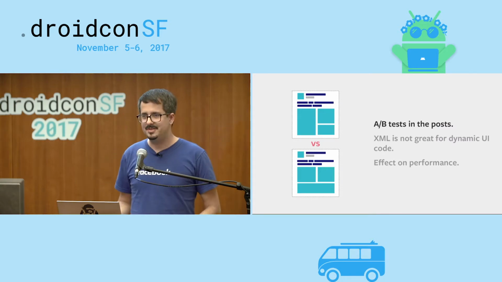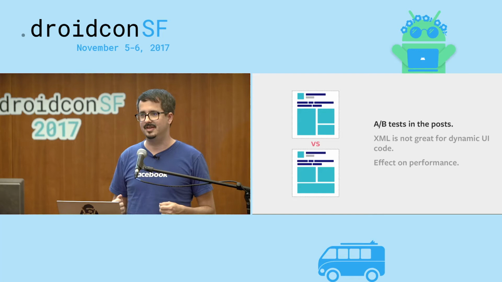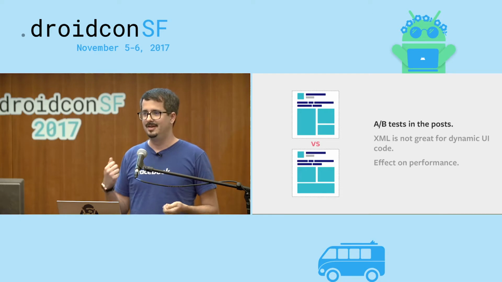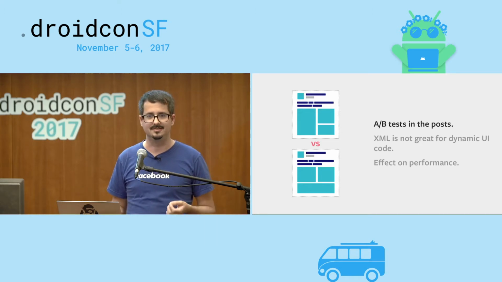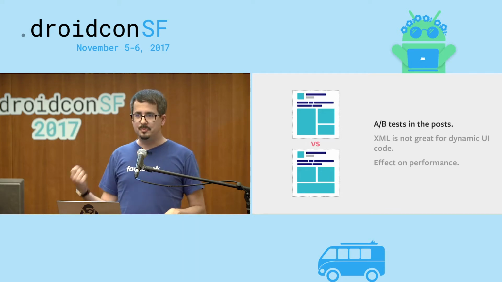And your app is getting a little bit more complex, and you're getting successful response from the users. So you want to start doing A/B tests, and you start seeing the pain from having dynamic tweaks to the UI from XML. It's not usually a great way to deal with dynamic UI code. And there's also performance implications.